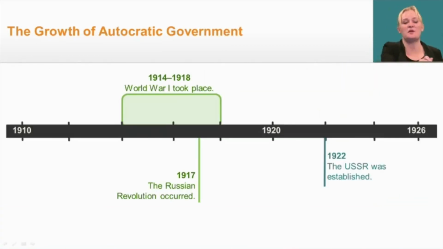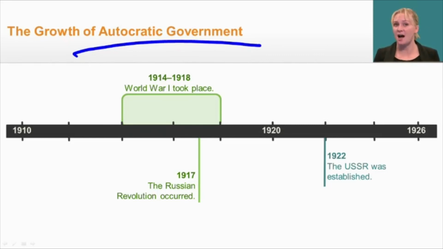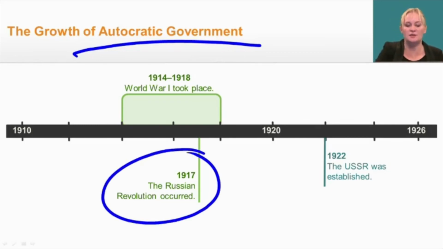Let's take a look at the growth of autocratic government. And when I say autocratic government, I mean powerful, controlling governments. Now, this timeline just shows what's been going on in Russia. We started with the Russian Revolution occurring in 1917. A few years later, we have the establishment of the USSR, which was an autocratic government.